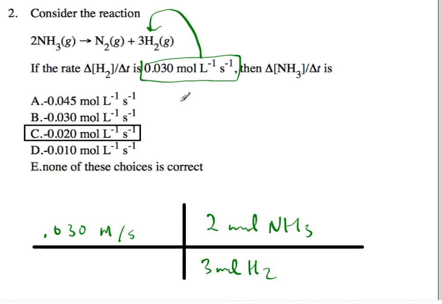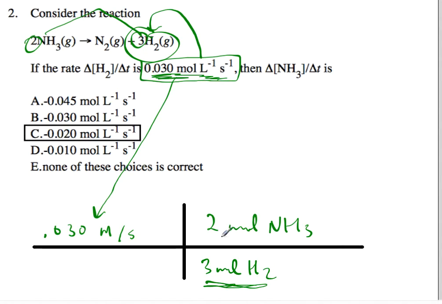Question 2, same thing. They're providing me the rate at which H2 is being created, 0.030 molarity per second. That's my H2. So I'm going to drop that into the grid. Then I'm producing 3 H2 and I'm consuming 2 NH3. So on the bottom here I put 3 moles of H2 and 2 moles of NH3. I multiply by 2/3 and I get my answer: 0.020 molarity per second is being used for my reactants.